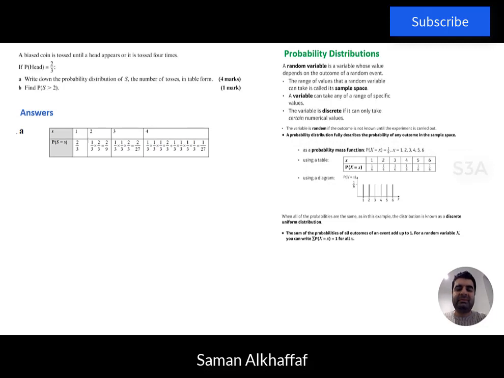For part B, we need to find the probability when S is bigger than 2. In this scenario, we're mainly looking at the third and fourth tosses. So we would have 2/27 plus 1/27, and that would give us 1/9. And this will be our answer for this question.